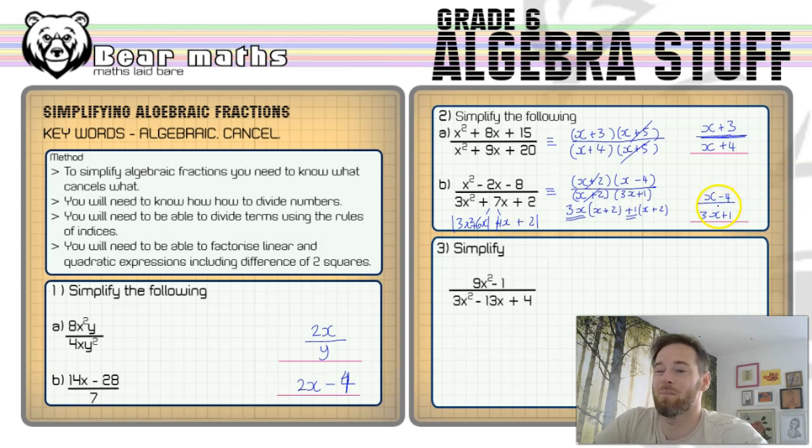Alright, now I hope that makes sense. It might not make perfect sense, but please go and watch how to factorize one of these quadratics and you will get to understand that a lot better. It's the harder ones and it's grade 7.